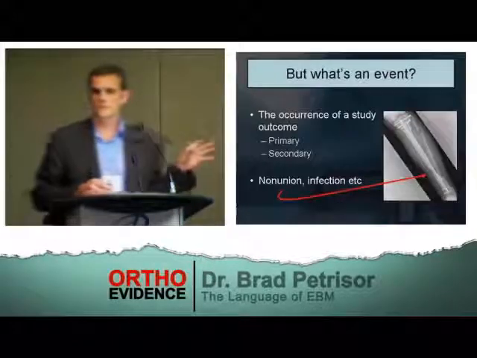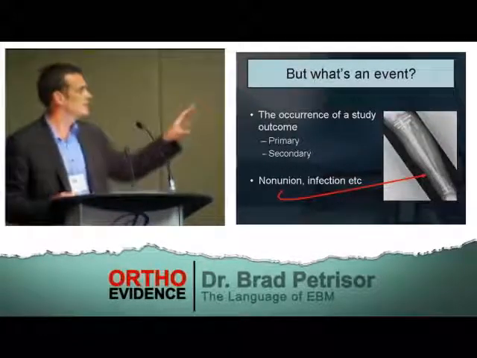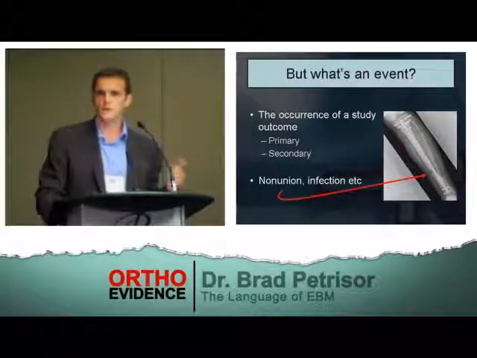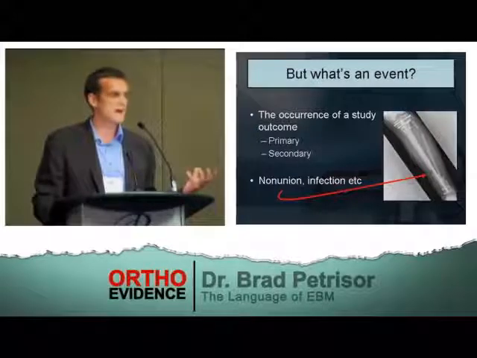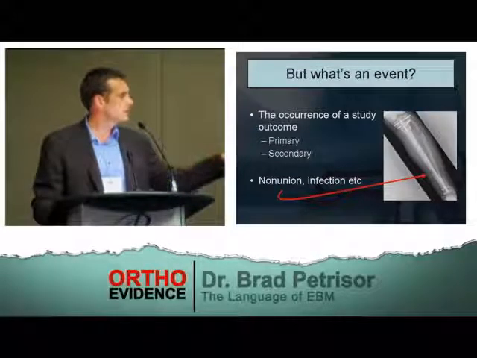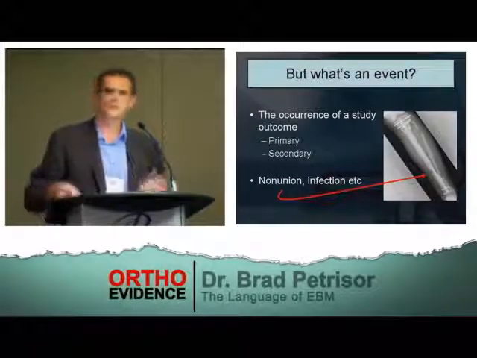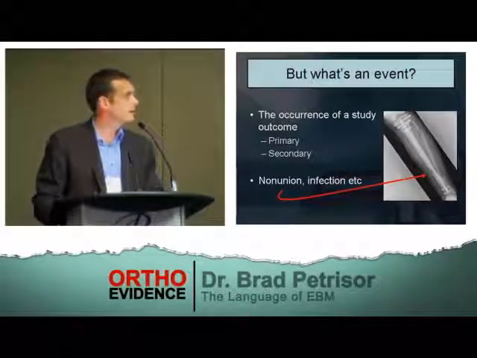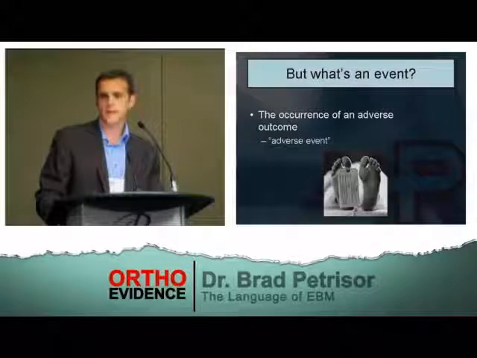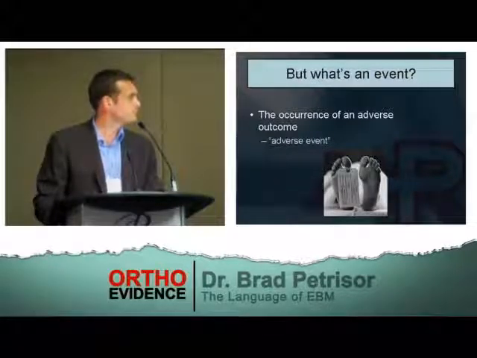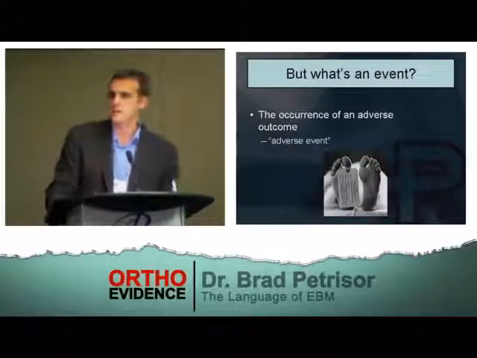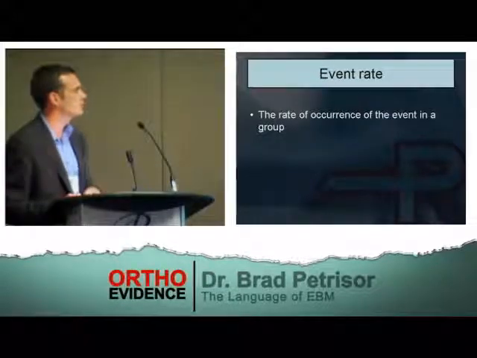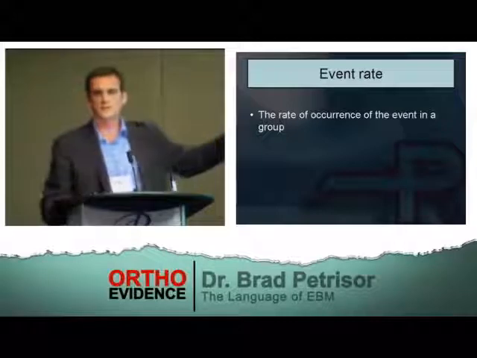So the first question to ask is, what is a study event? The occurrence of a study outcome, which can either be the primary outcome, the secondary outcome, or can be an adverse type event. So in this case, we're talking about non-union or infection or reoperation, which is generally termed a study event. The adverse outcome can be an adverse event as well. So when we talk about event rates, we're talking about the rate of occurrence of the study outcome event in a group.